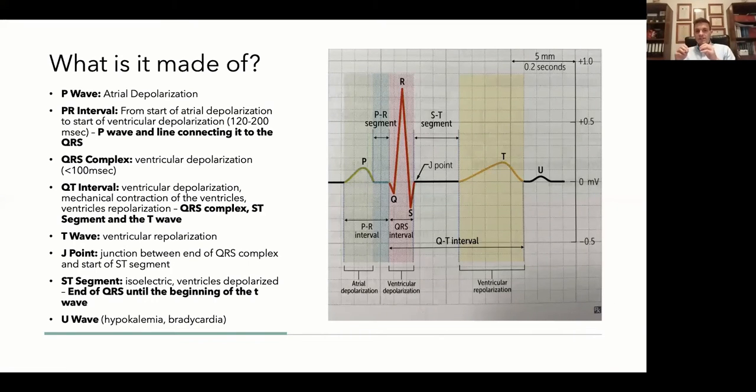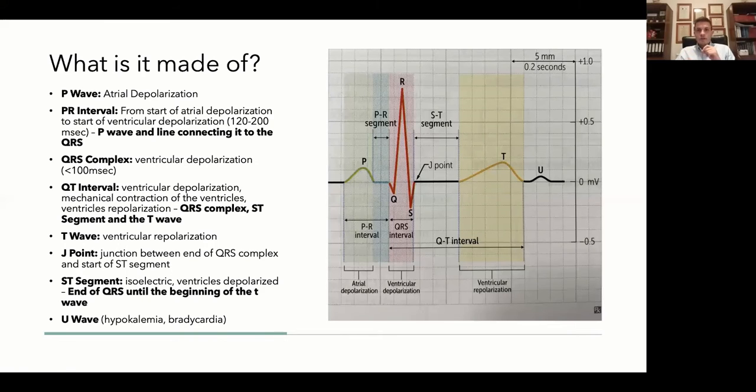which is the part that you can see here, which demonstrates the start of atrial depolarization to the start of the ventricular depolarization, up to this blue fine line right here. This PR interval is composed of a P wave and the line that connects it up until the beginning of the QRS. The QRS does not belong to the PR interval. What do we see next? We see the QRS complex. The QRS complex is indicative of ventricular depolarization. So this is the event that occurs in the ventricle after the depolarization has occurred already in the atria.